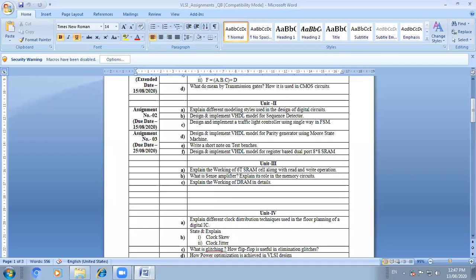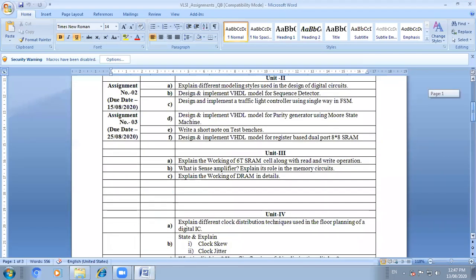Practice is very important for the second unit, because you have to implement the FSM, that is the Moore machine or the Mealy machine, with the hardware description language. Write a short note on test benches. Design and implement a VHDL model for a parity generator using a Moore state machine. And third is design and implement a VHDL model for a register based dual port RAM.